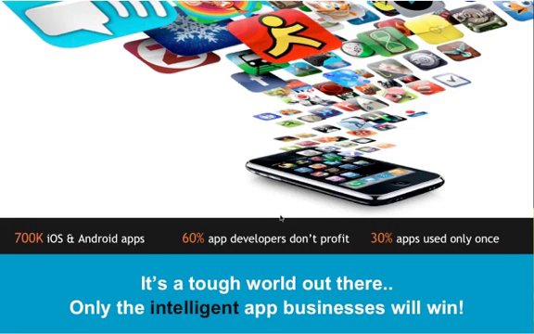State of the union, folks. It's interesting that with the current ecosystem, you have 700,000 iOS and Android apps. But you know what? 60% of app developers don't even break even. What's more startling is the fact that 30% of apps are only opened once. So it's a really tough world out there. And our take is that only folks who are able to run their app business smartly or intelligently will actually win.